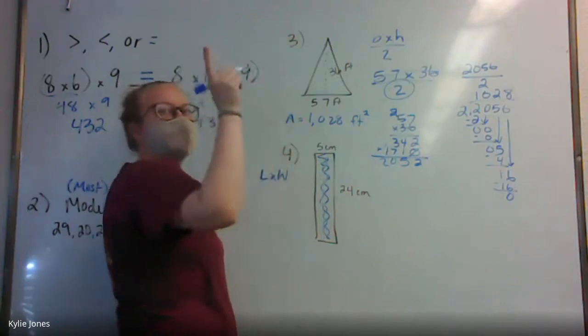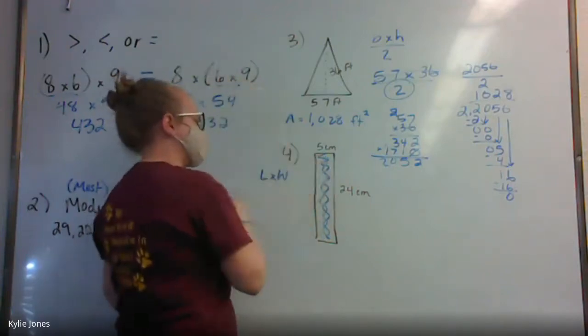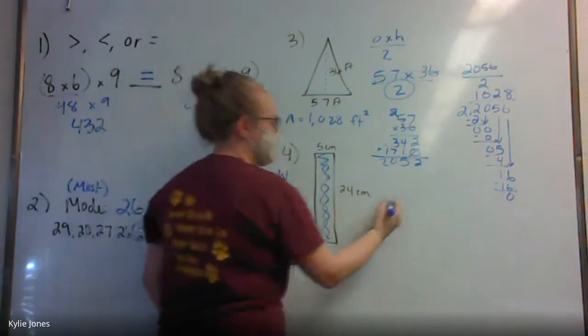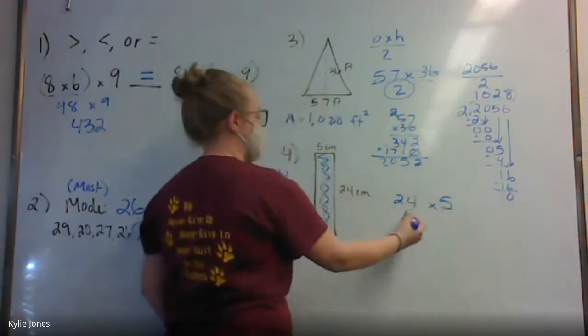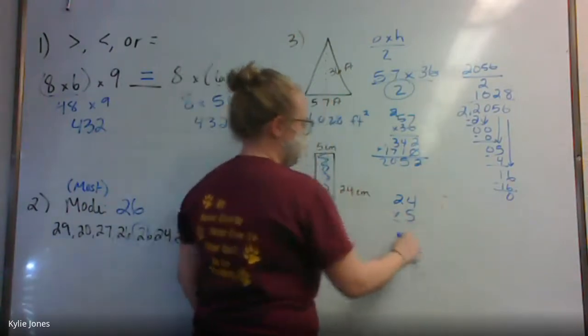I think you were talking about perimeter. So area is just multiplying one side by the other side. So we're going to take 24, multiply it by 5. I'm going to put the 5 down here, though. And let's work it out.